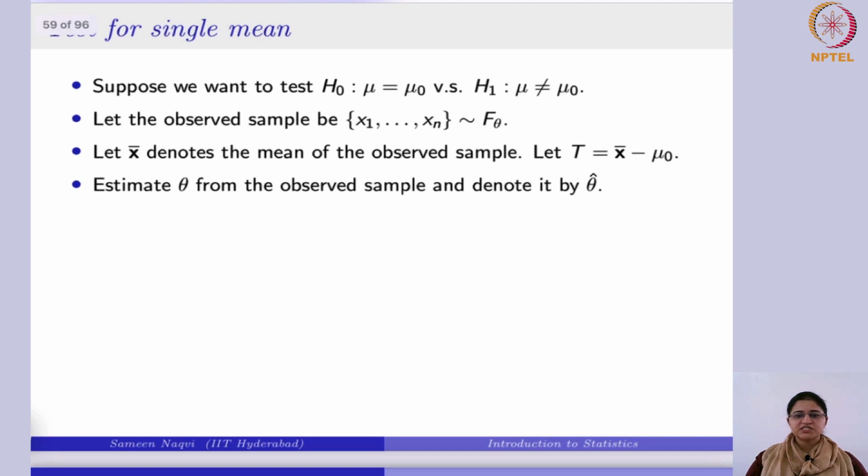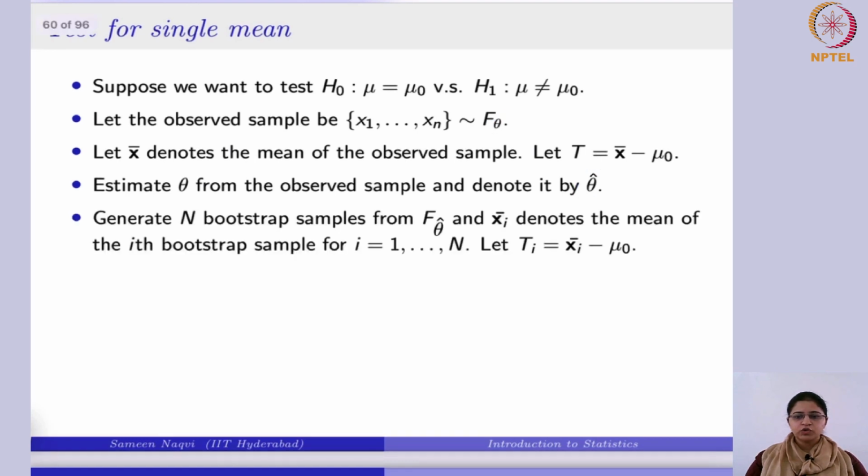Now what we do is that we estimate this theta which is present over here and we write it as theta hat. Now you will be taking Bootstrap samples from this f theta hat. So you will be taking from the distribution with this new theta hat. It will not be from f theta. So you will now be resampling again and again with replacement from this f theta hat. You will replace the original theta by the estimate you have obtained. And then you will find out your Tis.